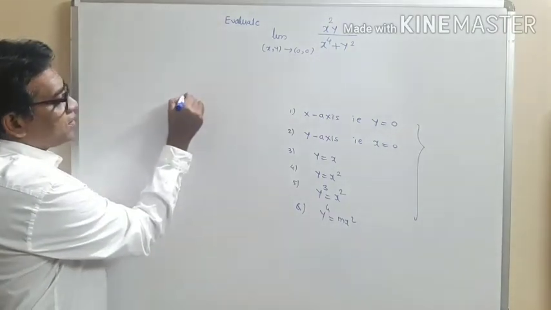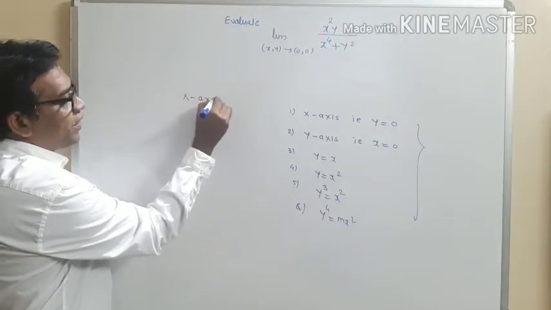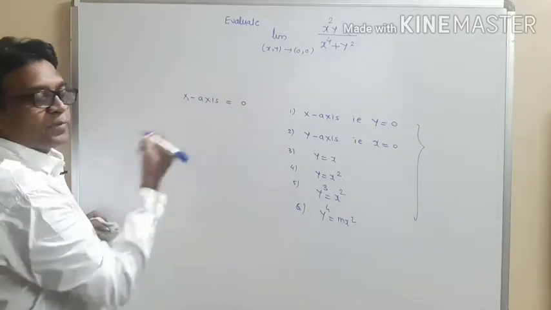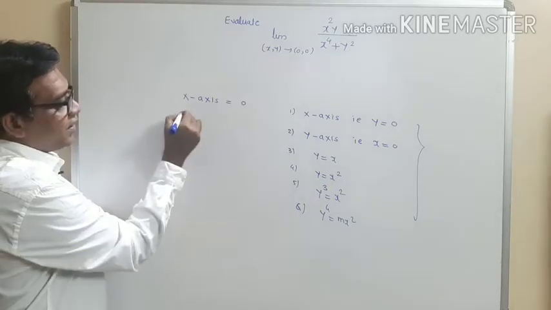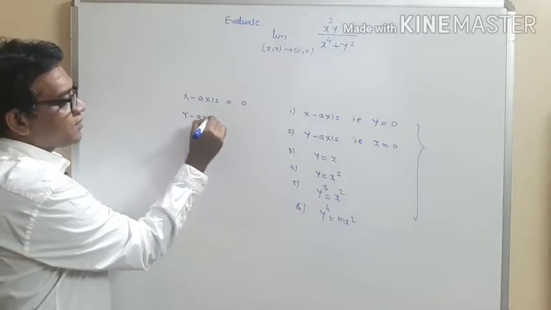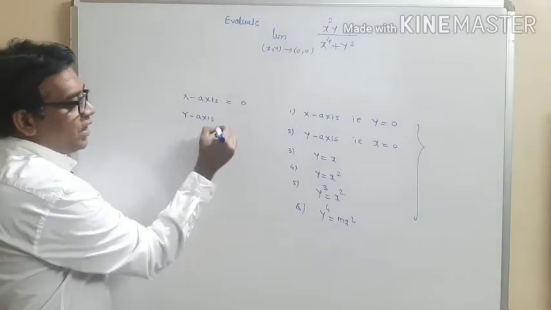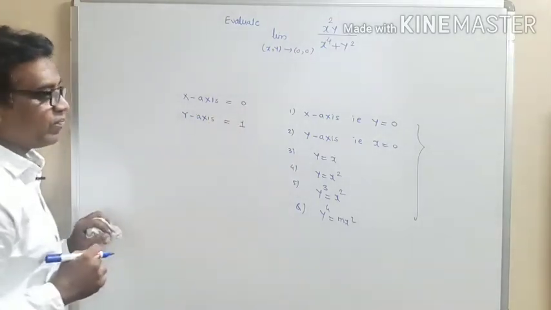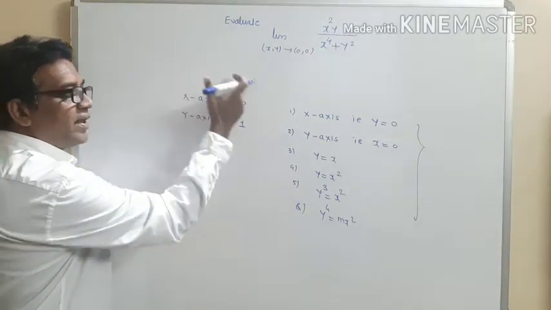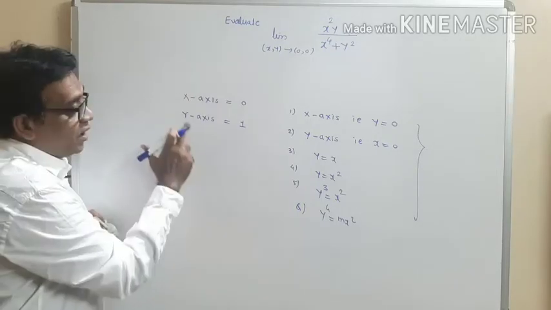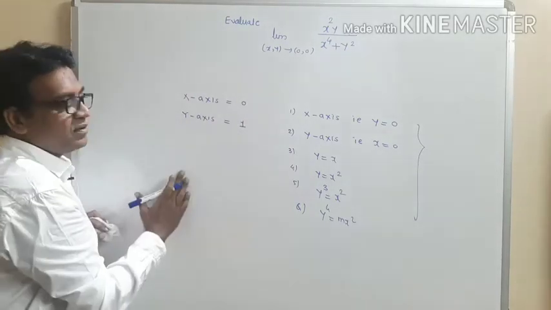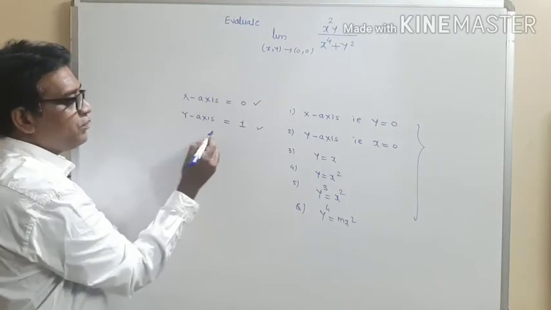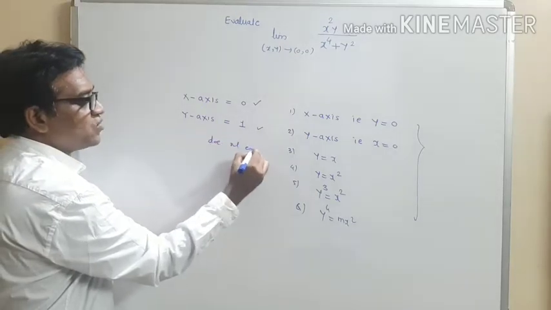Now suppose we consider the limit along the x-axis, and if this is 0, then find out the next path. Let us take the limit along the y-axis. Suppose the limit along the y-axis is some different value, say 1. If the limit along the x-axis is 0 and along the y-axis is 1, we can conclude that the limits are different along two different paths. This is called limit does not exist.